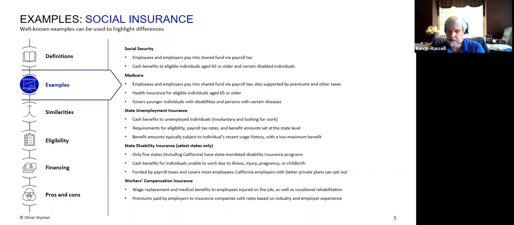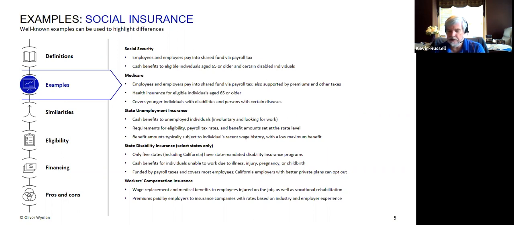Only 5 states, California among them, have state mandated disability insurance programs. The other states are Hawaii, New York, New Jersey, and Rhode Island. Cash benefits are paid for individuals unable to work due to illness, injury, pregnancy, or childbirth. And these are funded by payroll taxes and cover most employees. In California, employers who have better disability programs than the California plan, those employees can opt out.